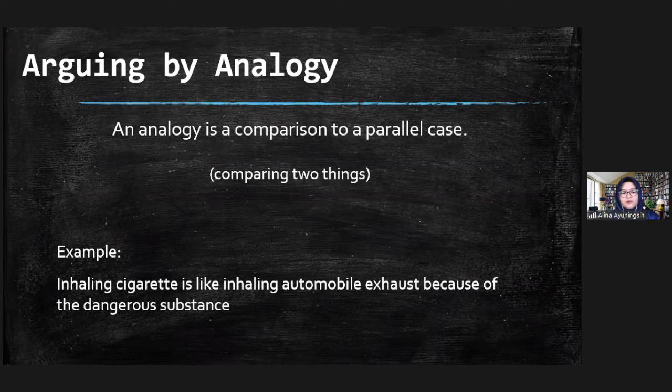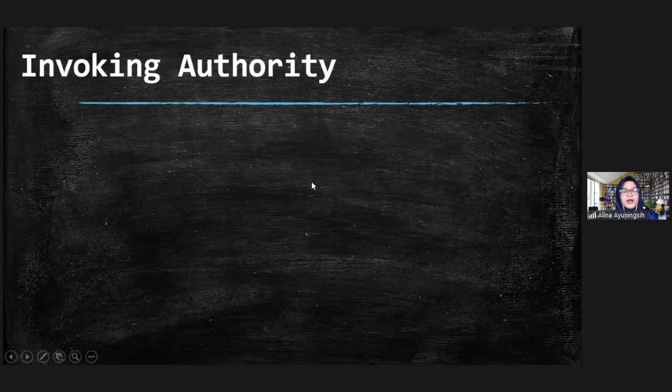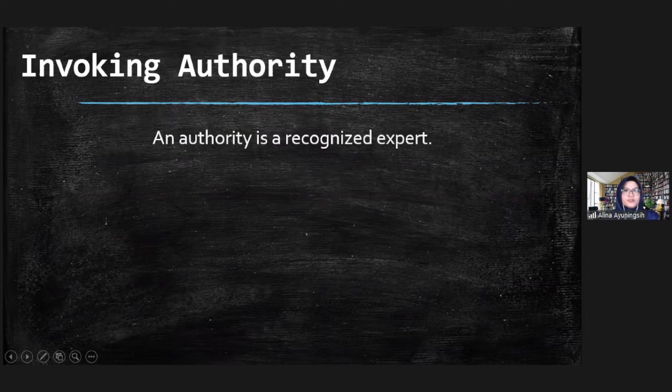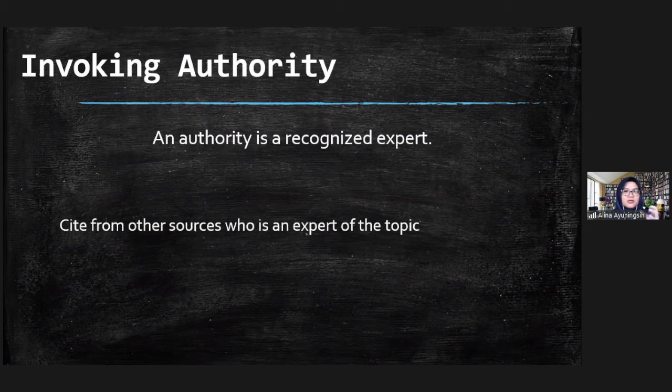And now let's move on to invoking authority. Perhaps you can guess that authority here means that you use an expert statement. So you cite from other sources who is an expert on the topic.